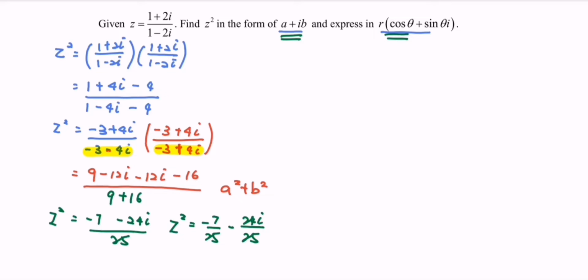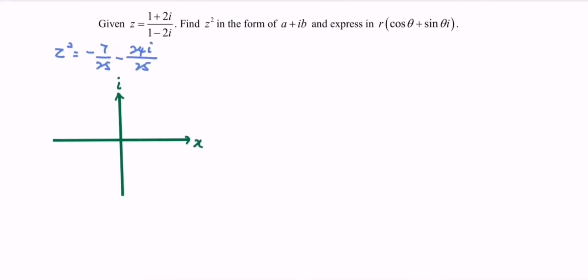At first, what we have to do is illustrate the situation in an Argand diagram. So kindly refer to z squared, where we have negative 7 over 25, which is located on the left-hand side of the x-axis, and negative 24 over 25 on the imaginary axis. Negative, so we have the lower part. So the situation will be in this part, where we have z squared.